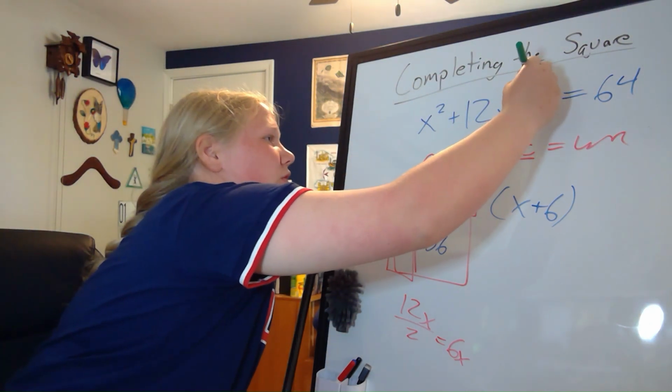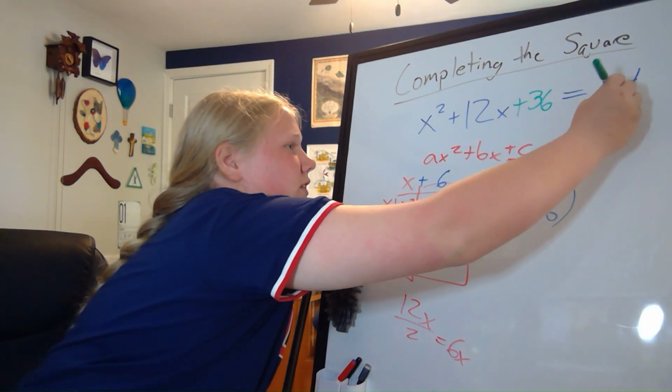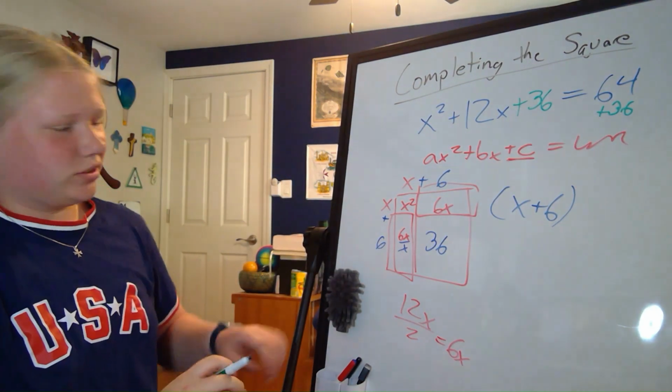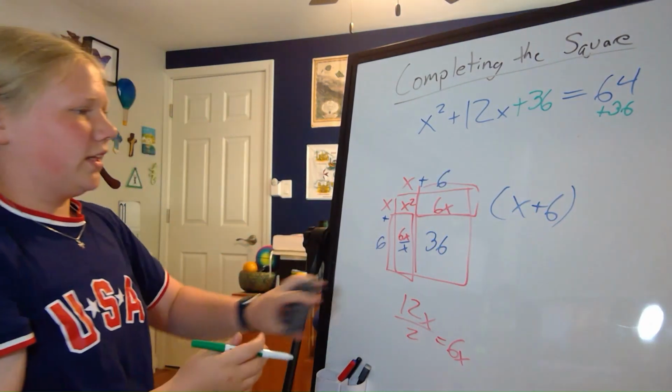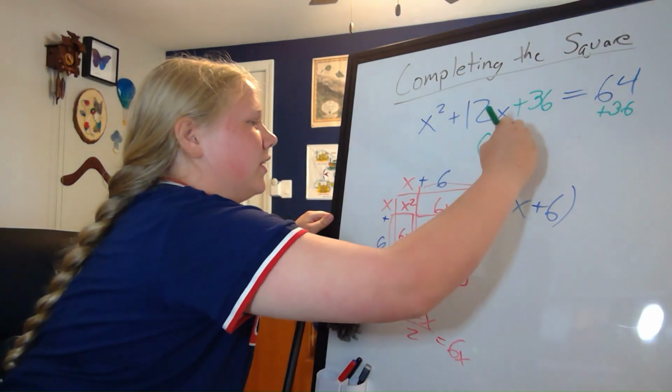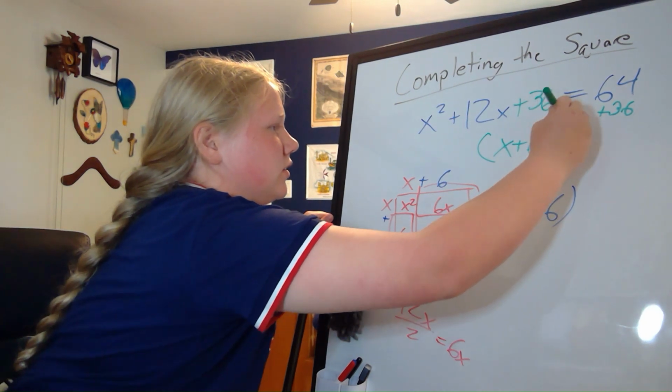You add this over here, the 36, to both sides, because, algebra, don't forget about that. And now you can finally have it as the nice, pretty little x plus 6 squared.